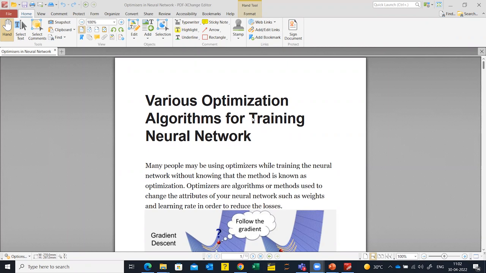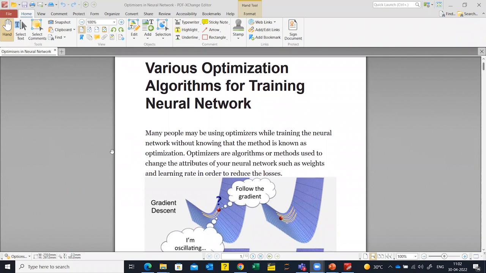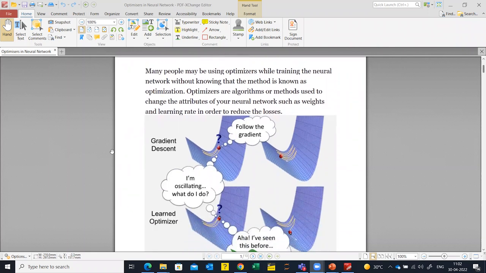All right, so we'll move on to the various optimization algorithms for training neural networks. Now that we know what an activation function is, a function which helps us pass on the signal from one neuron to the other, many of us might be using optimizers while training the neural network without knowing that the method is known as optimization. Optimizers are algorithms or methods used to change the attributes of your neural network, such as your weights and learning rate, in order to reduce the losses.